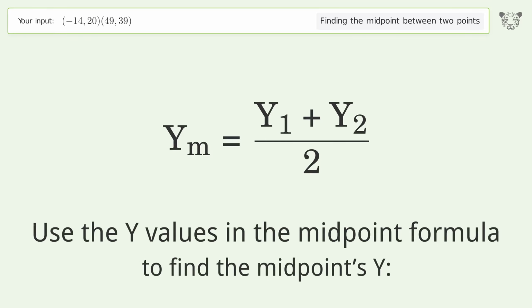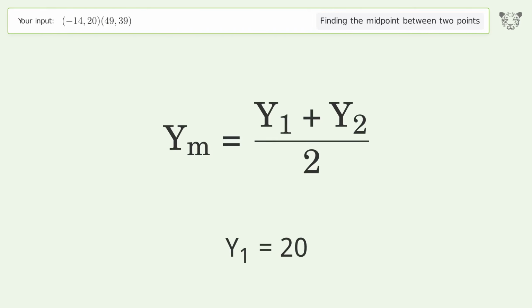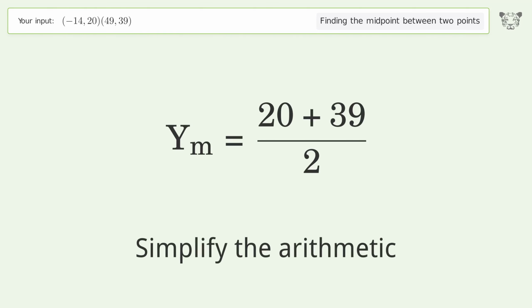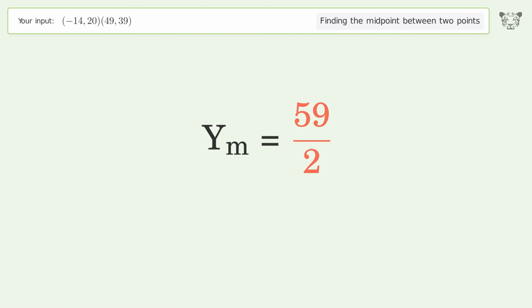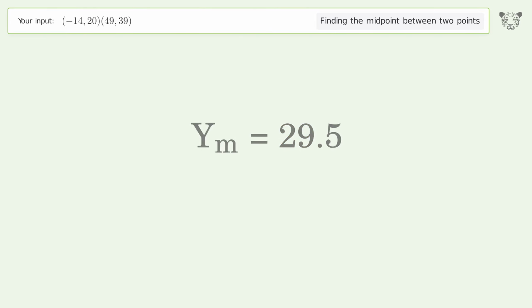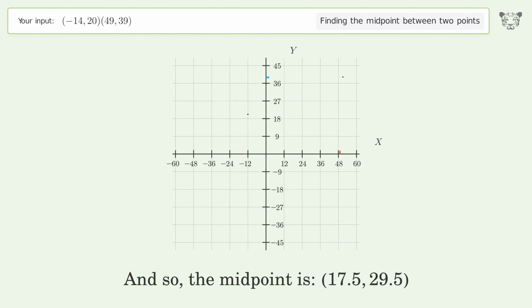Use the y values in the midpoint formula to find the midpoint's y. y1 equals 20. y2 equals 39. Simplify the arithmetic. And so, the midpoint is 17.5, 29.5.